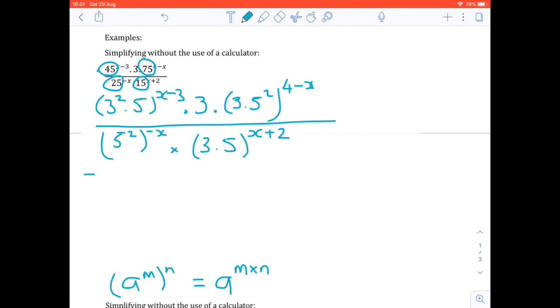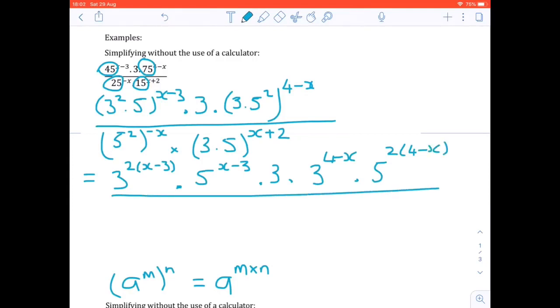Okay, so this equals 3 to the 2 times the exponent on the outside, and we have to do the same for the 5. 5 to the power of x minus 3 times 3 times 3 to the 4 minus x times 5 to the 2 times 4 minus x, all over 5 to the negative 2x times 3 to the x plus 2 times 5 to the x plus 2.